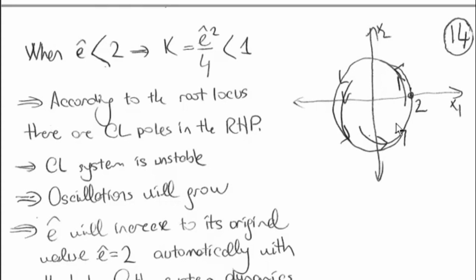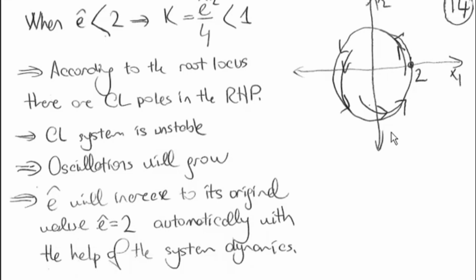When we make E hat artificially smaller than 2 here, E hat is going to go back to its original value. So this means that inside the circle, the oscillations are stable as well. Therefore, both outside the circle and inside the circle, the oscillatory behavior is a stable behavior, which means that the oscillations are overall stable oscillations.